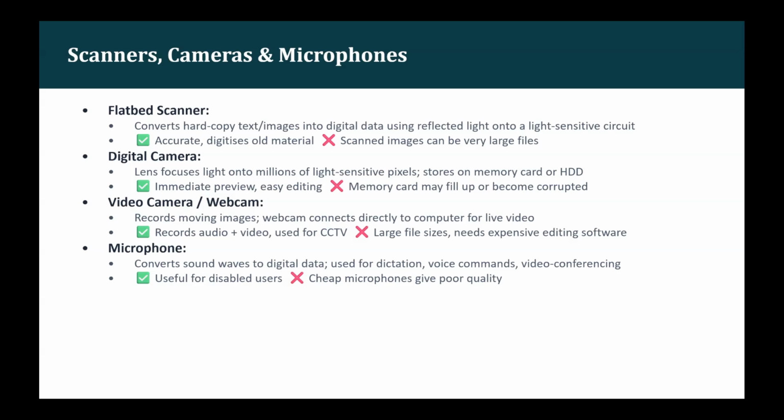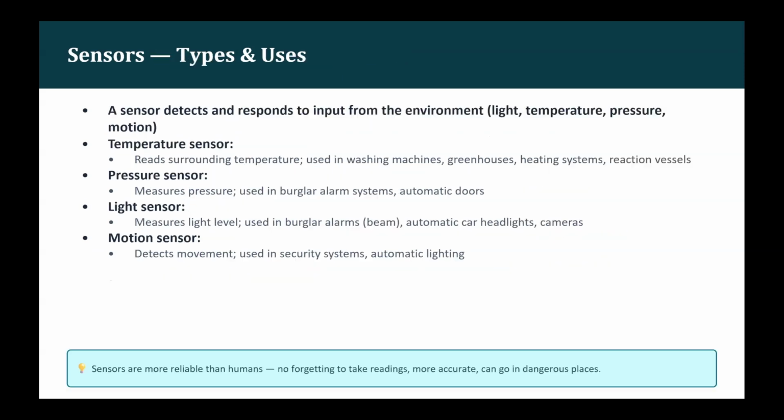Then we have microphone, which is another input device. It converts sound waves to digital data, used for dictation, voice commands, video conferencing, and it is useful for disabled users. And microphone disadvantage would be cheap microphones give poor quality audio. So you guys need to be careful about that.